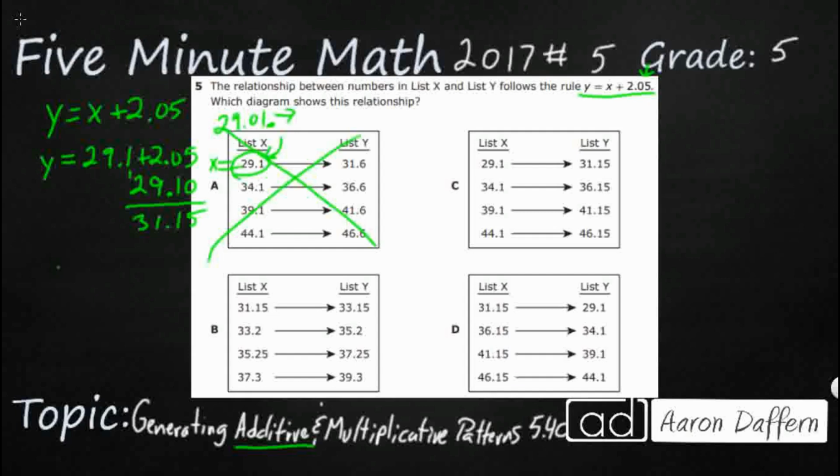So B, we're going to use our same y equals x plus 2 and 5/100. We're going to let, in this case, x equal 31 and 15/100. So let's say y equals 31 and 15/100 plus 2 and 5/10. Let's go ahead and line it up underneath our 31 and 15/100 because we've got some space there. Let's just add that up and see what it looks like.